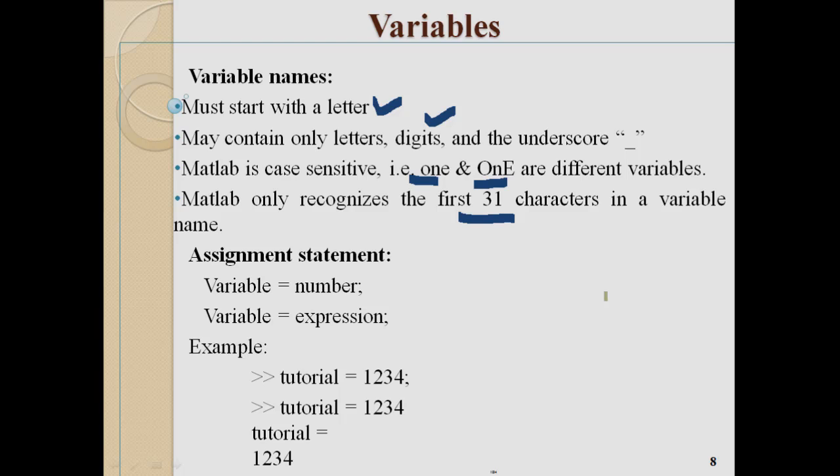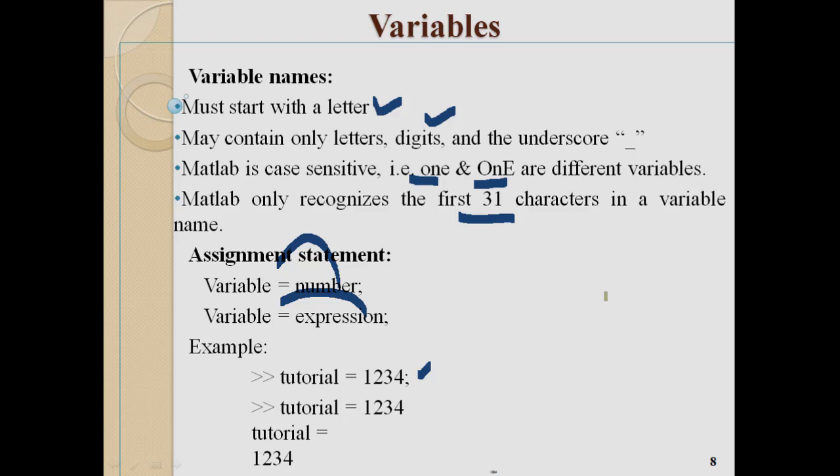How the assignment is performed: variable equals number, the value of the number will be copied into the variable. For an expression, its value will be copied into the variable. For example, tutorial equals 1, 2, 3, 4. We have used a semicolon, so the output is suppressed after pressing the enter key.